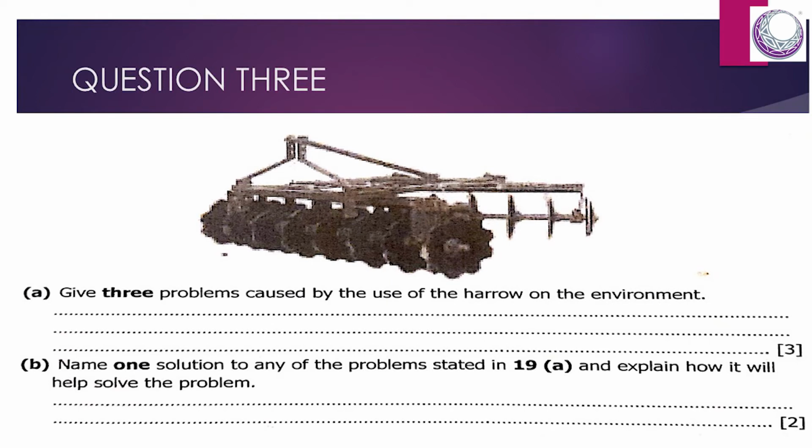B, name one solution to any of the problems stated in A and explain how it will help to solve the problem. Let's look at the problem of compacting the soil. We can avoid compacting the soil if we use a harrow when the soil is not too wet. This will help the roots of the crops and the water to sink easily, unlike when the soil is too compact.